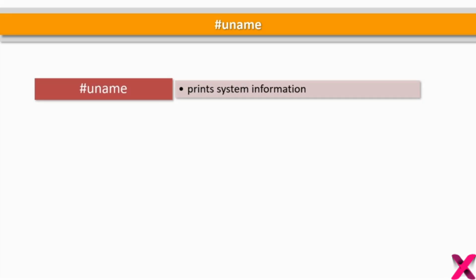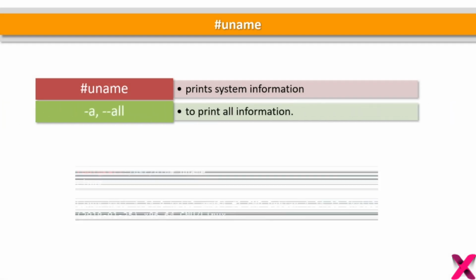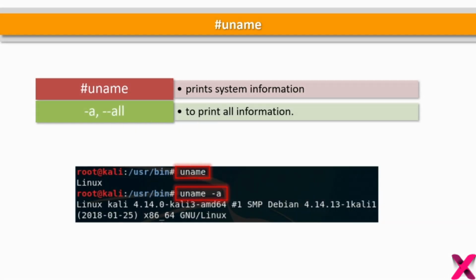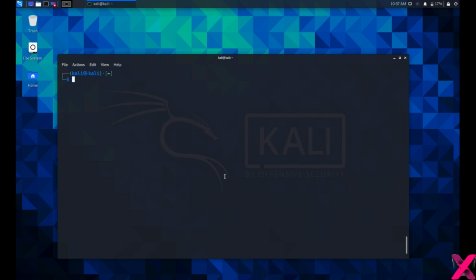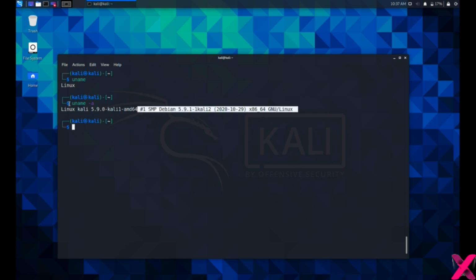So the command uname displays the information about the system. Dash a is the option that prints out all the system information. So I'm going to give it a shot, see what it looks like. Run uname, and it displays the operating system name. Let's add the dash a parameter to print all available information. And the output includes the kernel name, host name, kernel release date, kernel version, machine hardware name, and operating system name. Pretty cool, huh? Puts you in the driver's seat.